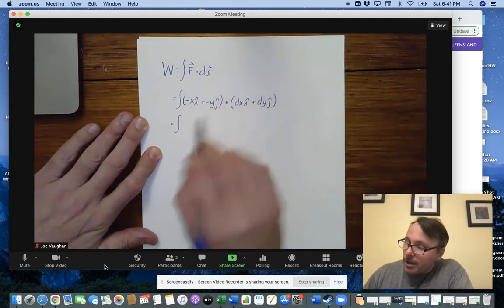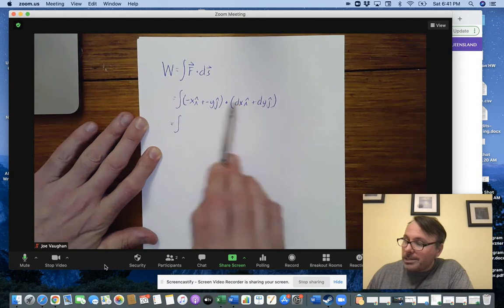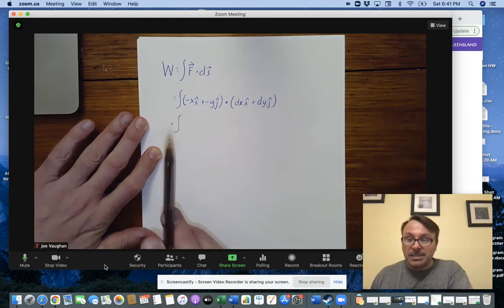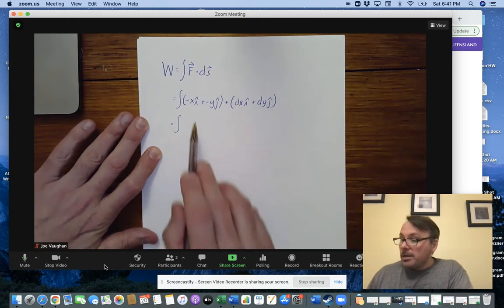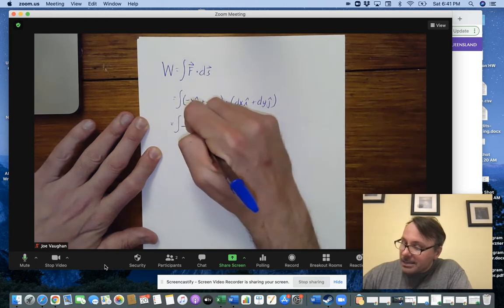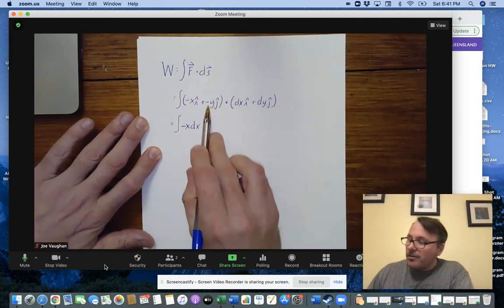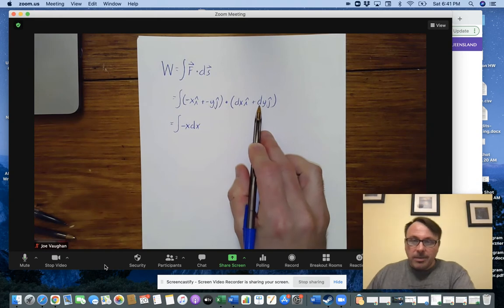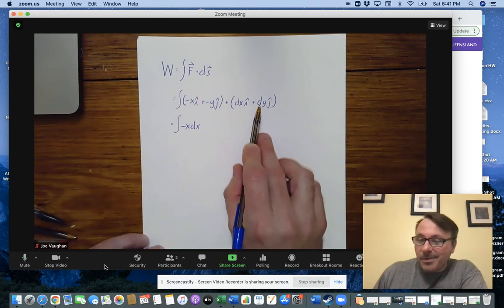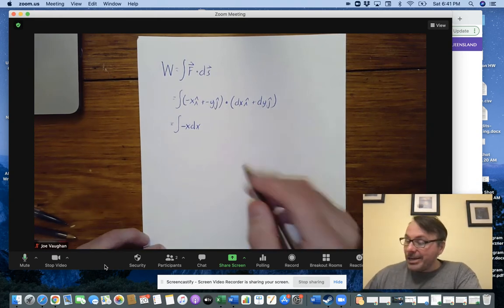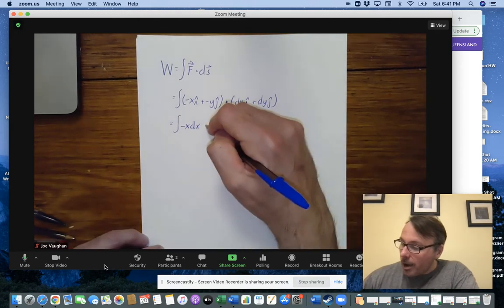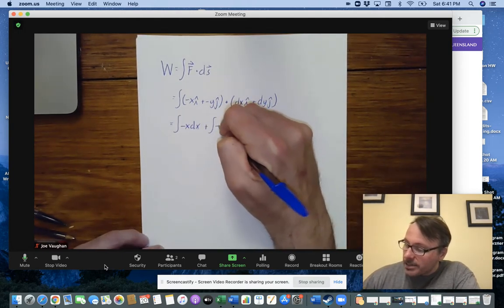So I end up with, remember what the dot product does is it multiplies together like things and then adds together the parts that you end up with. So this ends up being negative x dx, and then it's going to be negative y dy. But remember, the integration operation distributes across addition, so I'm going to then just have this in its own integral.